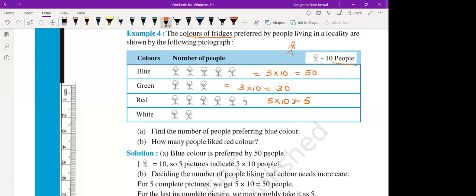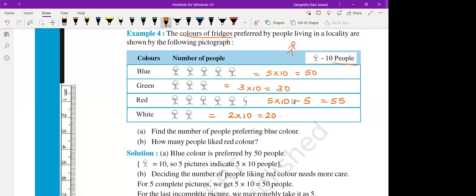So 50 plus 5 will be 55. Now white color is preferred by how many people? Ma'am, 20. 2 stickmans are there. So 2 into 10 will be 20. Okay. You got it now? Yes, ma'am.